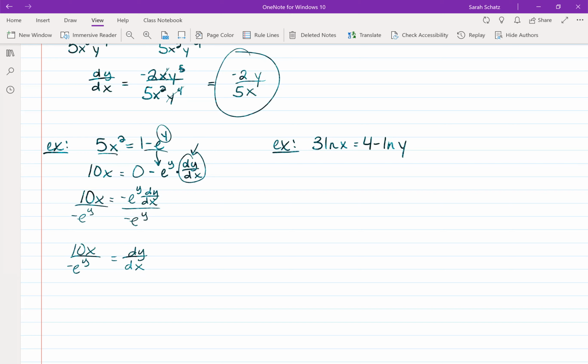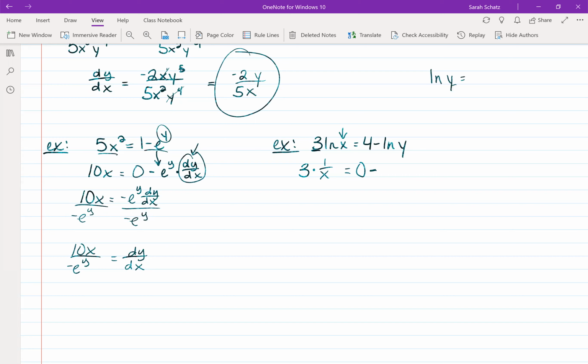So again, taking the derivative of each term. You guys, this 3 is just a coefficient on the natural log x, right? So the 3 comes down. How do I take the derivative of natural log x? Remember, it's just 1 over whatever's here, right? And this is just x, so it really is just 1 over x.